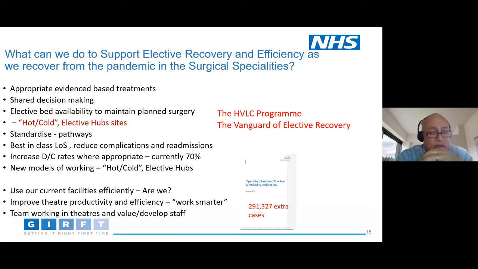So we've got to have the appropriate evidence-based treatments with shared decision-making. Hot, cold elective hub sites are going to be crucial to elective recovery. And we want to standardise pathways, something that before we took on this programme had never really happened in the NHS. We want best in class. We've got to reduce variation, complications, readmissions, and increase our day case rates where appropriate. And the HVLC programme is aiming for 90% of the activity to be day case. And the question we want to ask is, are we using our current facilities efficiently? And can we improve theatre productivity and work smarter? Next one, please.